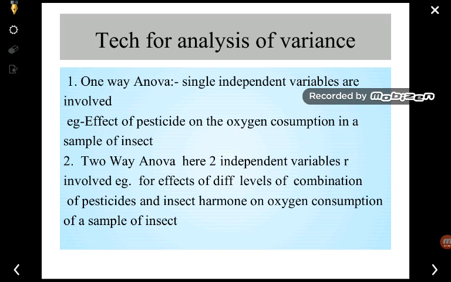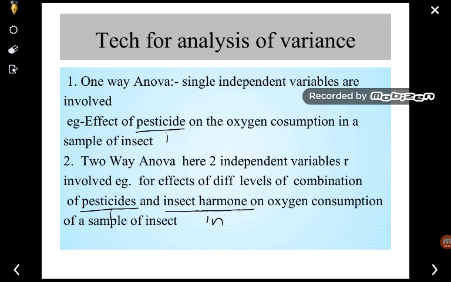Now coming to the two-way ANOVA. Here, in the case of two-way ANOVA, two independent variables are involved. An example is the effect of different levels of combinations of pesticides. Here we have taken different pesticides and mixed them up, so we got a particular mixture of pesticides. So we have taken different levels of combination of pesticide and insect hormones and looked at the oxygen consumption of a sample of insects.